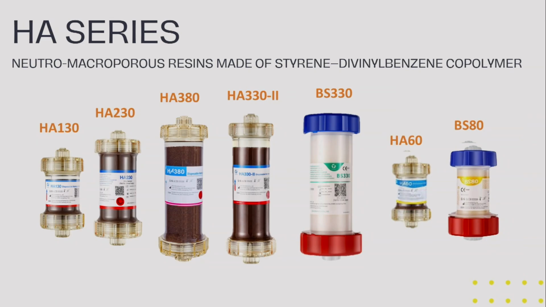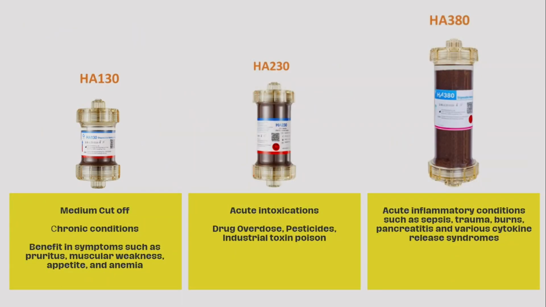If you want to do chronic dialysis, you prefer HA130. If you want to do hemadsorption for toxins, you prefer HA230. If you want to do it for acute inflammatory conditions like sepsis, burn, trauma, pancreatitis, and even some patients of SLE, you prefer HA330. So these are tailor-made hemadsorption cartridges.